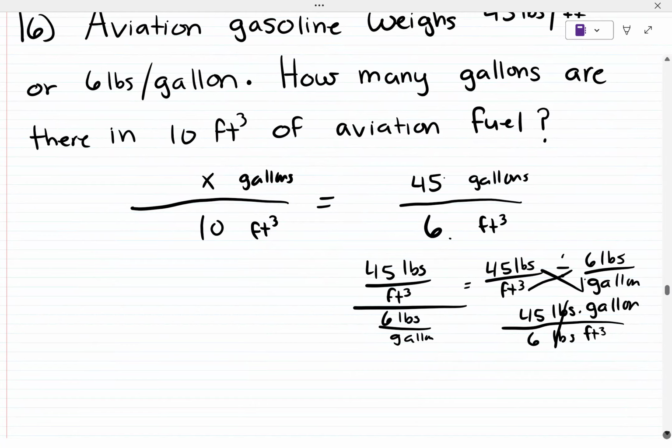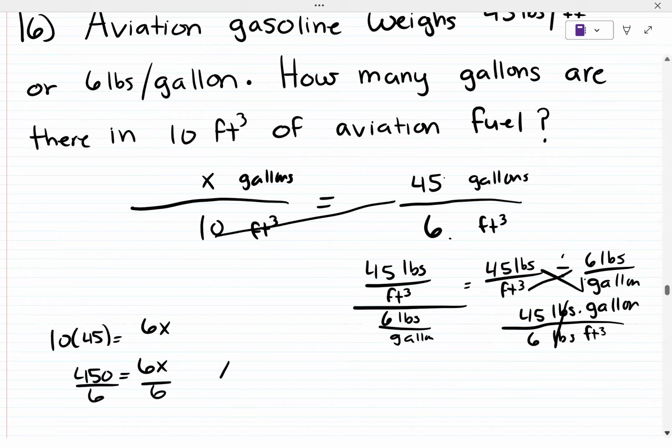So then you want to solve for x because they're asking for how many gallons. So go ahead and cross multiply. So it's 10 times 45 equals 6 times x. And then 10 times 45 is 450. Divide this by 6, and you get 75 gallons. Okay, so that was just a simple proportion problem.